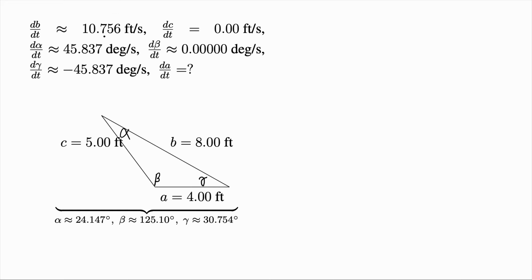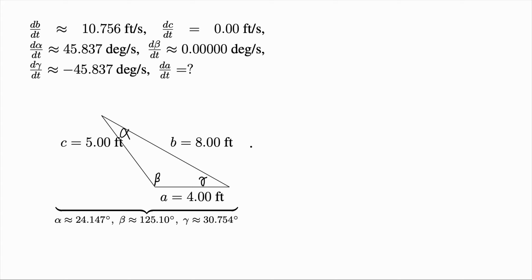Also, with that particular growth per second, it looks like alpha is going to be wildly growing. It's going to grow 45.837 degrees more every second. So instantaneously, it's growing very fast. As B grows, alpha is growing, and gamma is actually decreasing. So gamma is being extended out this way, becoming a smaller angle, and alpha will actually be growing.